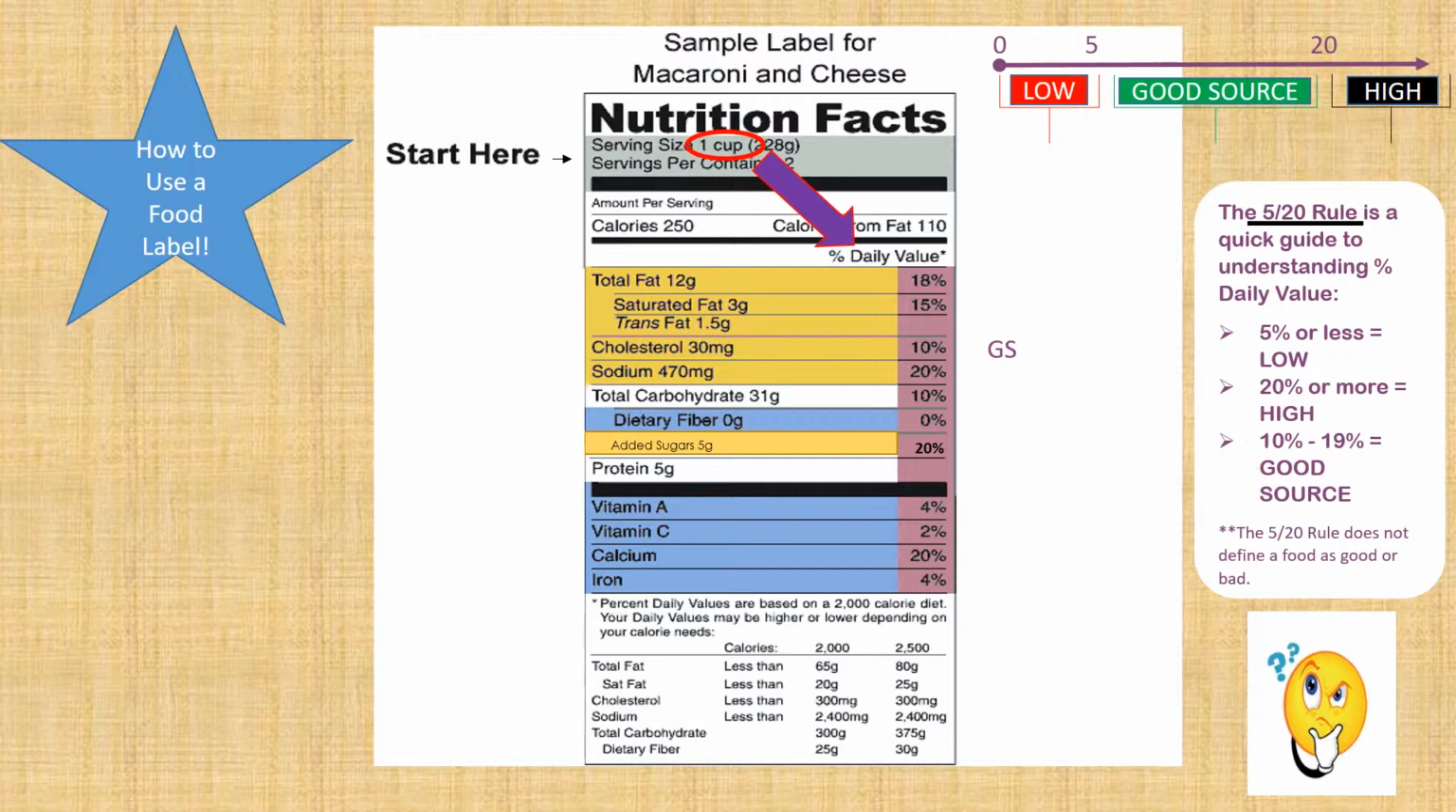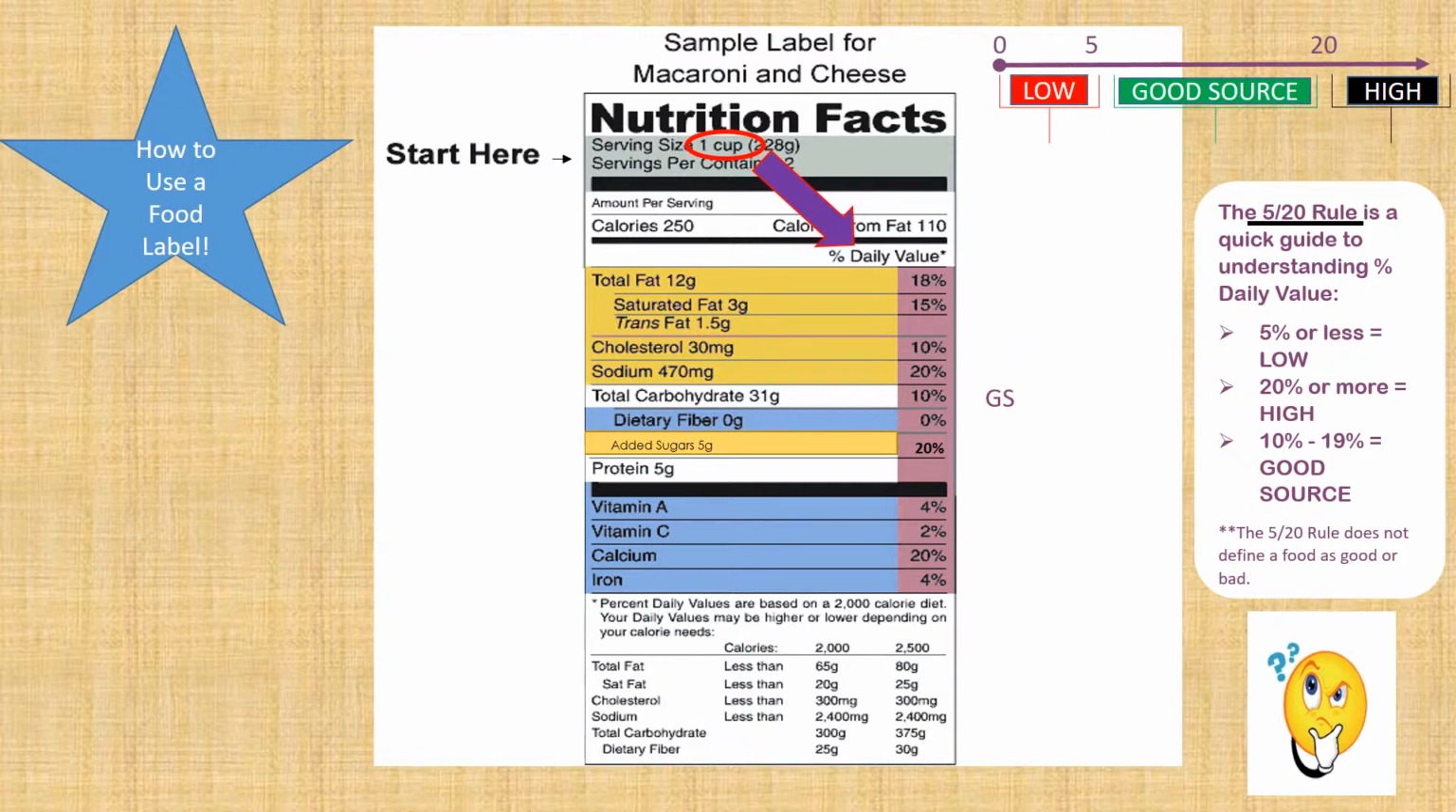So now I want you to look at that number line and see where 20% falls in the number line. That's right, it's considered high. Now let's look at the total carbs, and that's at 10%. We've already had this number, so we know that that is considered a good source of that nutrient.